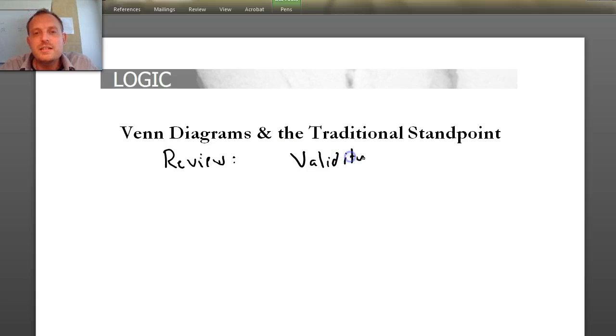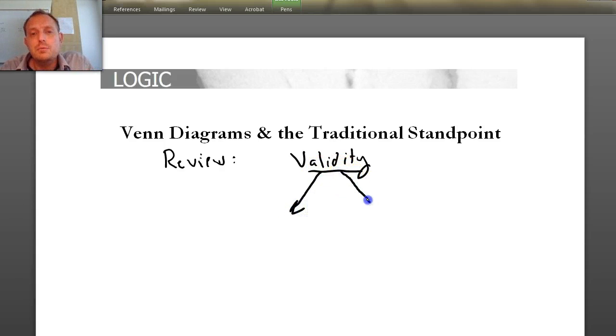And hopefully by this point in the course, you've memorized what validity means. Remember, a valid argument is an argument whose form is such that if the premises are true, the conclusion necessarily follows as true as well. Whereas invalid arguments can have true premises and false conclusions. So there are valid arguments and there's invalid arguments.